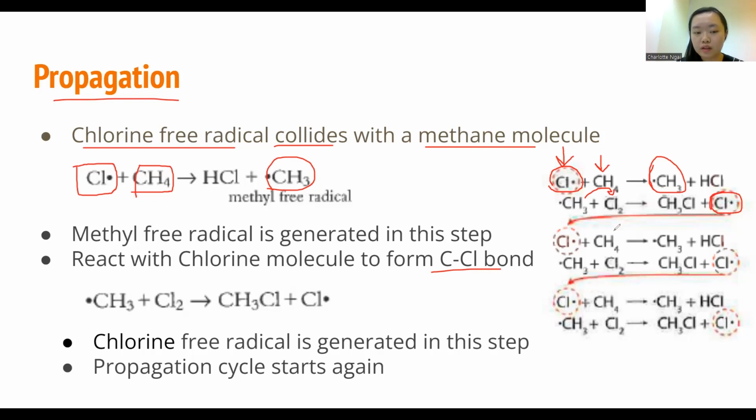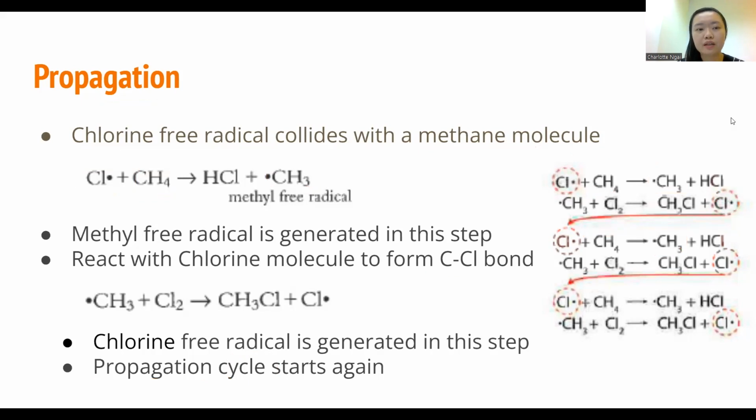However, we need to remember that this is actually a cycle. So what happens in propagation is the cycle will start all over again. Once you get the chlorine free radical, it will start over again, which means the chlorine free radical will again react with methane, and we will get a methyl free radical, and everything will just keep repeating like a cycle. So what we need to do next to stop the cycle is the termination step.